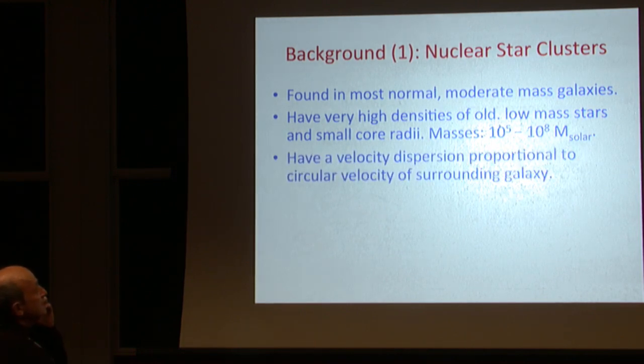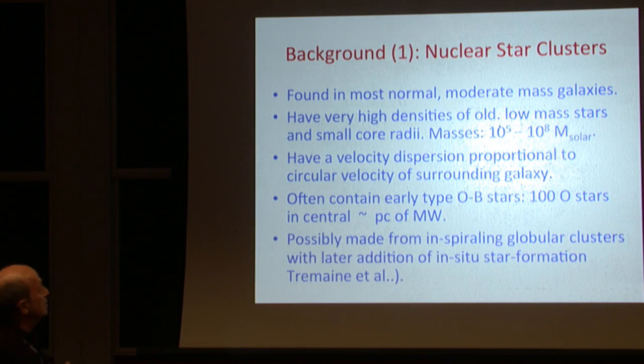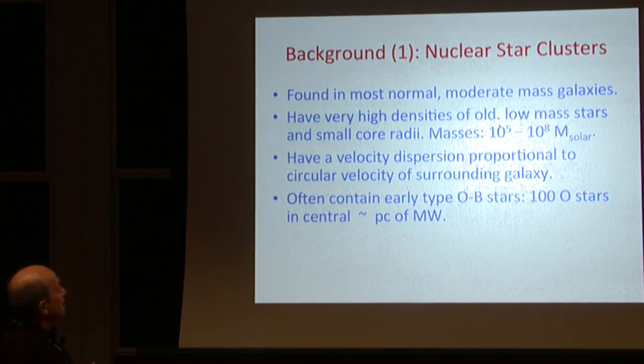They have velocity dispersion, which several people have pointed out, for whatever reasons, is proportional to the velocity dispersion of stars in the galaxy. It's not the same, but it's proportional to it. So they seem to know something about the galaxies in which they live. They often contain early type O and B stars. There's something like 100 O stars in the central parsec of our Milky Way.